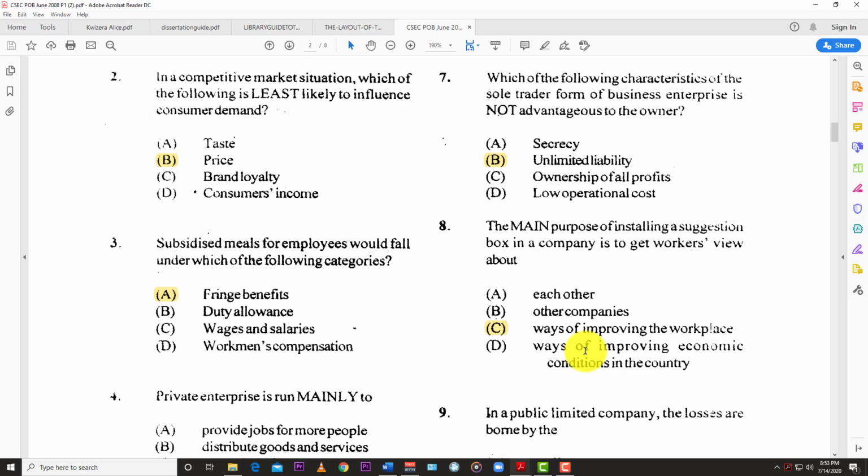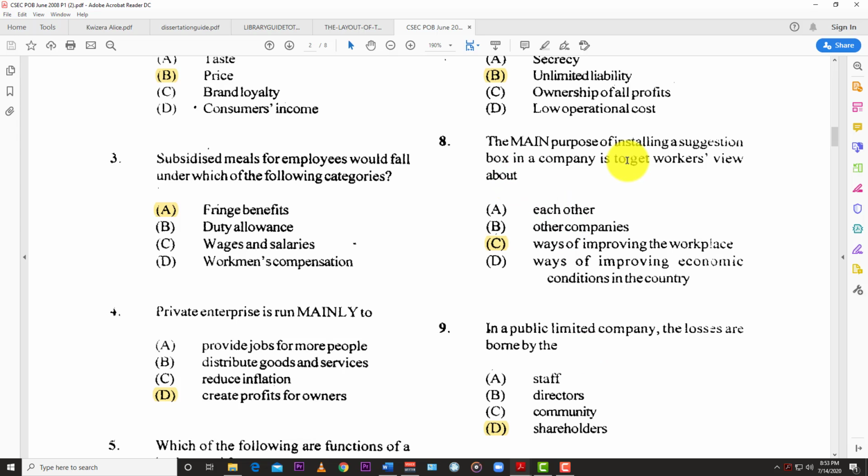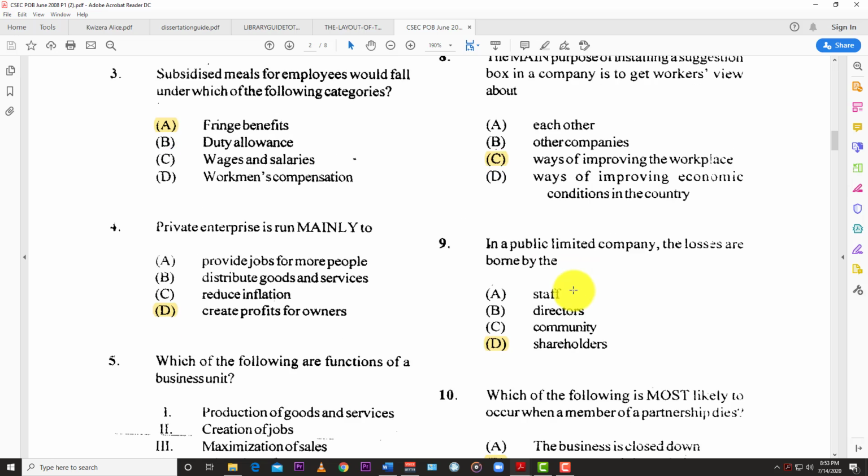All right, number 8. The main purpose of installing a suggestion box in a company is to get workers' views about, and of course the best answer here is C, ways of improving the workplace. That's the main reason for a suggestion box. You get ideas of how to improve the workplace, for the betterment of your workplace.